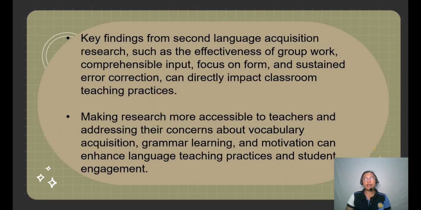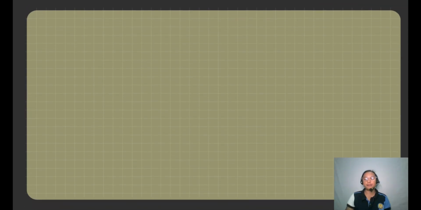Moreover, key findings from second language acquisition research, such as the effectiveness of group work, comprehensible input, focus on form, and sustained error correction, can directly impact classroom teaching practices. Making research more accessible to teachers and addressing their concerns about vocabulary acquisition, grammar learning, and motivation can enhance language teaching practices and student engagement.